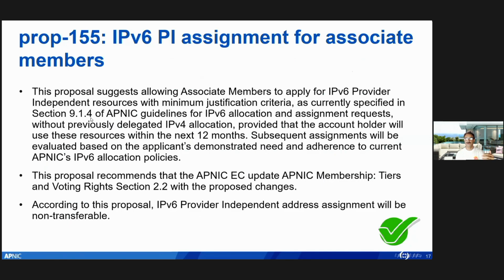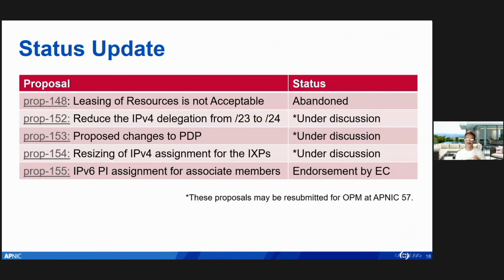Only after they endorse the proposal, that will become a policy and goes for the policy implementation. So the status of all these 5 proposals: the first one, leasing of resources, is not acceptable. It did not reach consensus and it got abandoned at the conference because the community just doesn't have any interest in pursuing that proposal any further, because it was presented multiple times. So it got abandoned. So it's not going to come back, or maybe it will come back with a different wording, different terminology, I don't know.